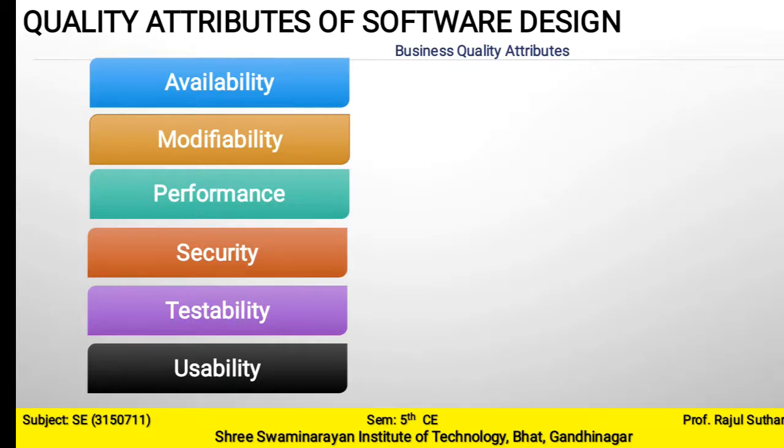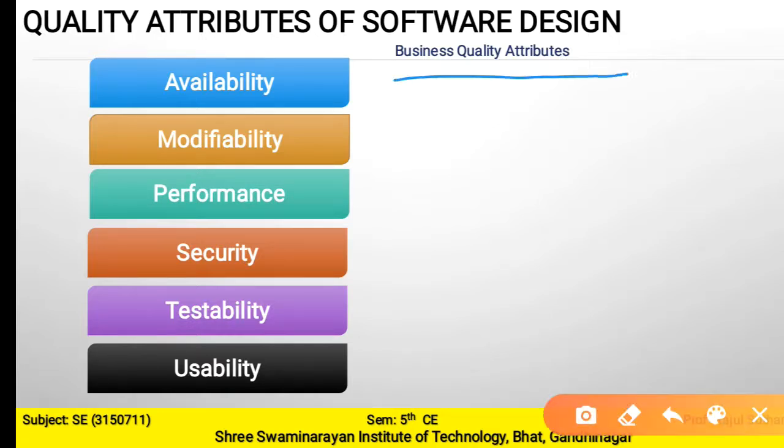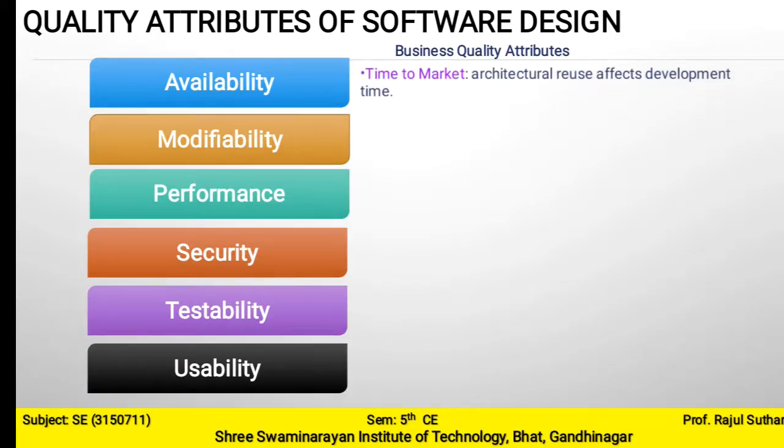Then some of the important business quality attributes. Here we also describe the business quality attributes. Which are the business quality attributes and why are they required? Time to market. The first one is time to market, meaning architectural reuse affects the development time.